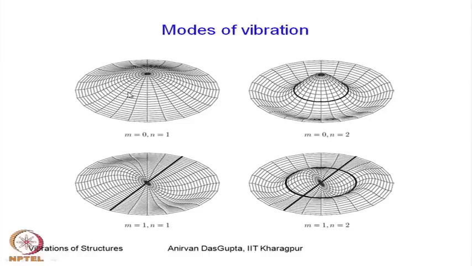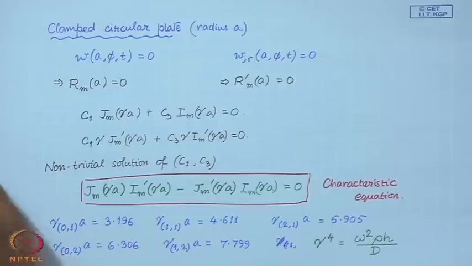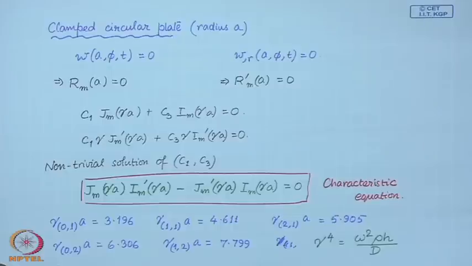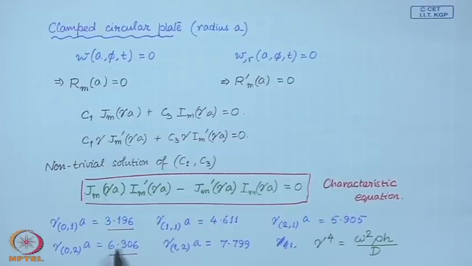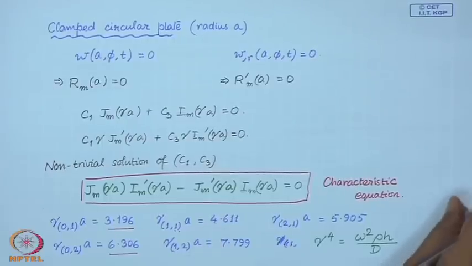So, this has no nodal curves, nodal diameter or nodal circle, whereas this is the mode with one nodal circle. Now, this is 0 2, but this is not the second mode as such. So, this is 0 1, this is 0 2, this is the fourth mode. Now, we also have 1 1 and 1 2. So, these are the second and the fifth mode.